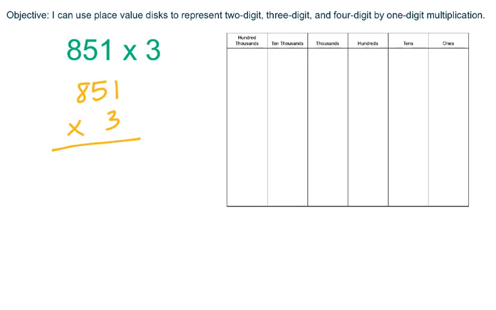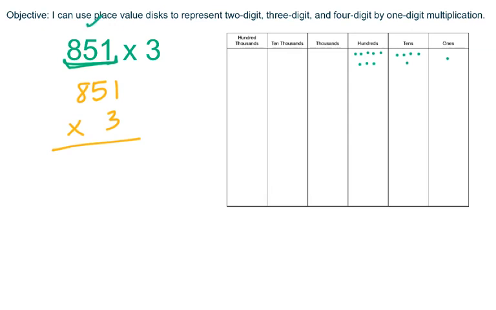So thinking about which number am I going to show in the chart to begin with, I'm thinking I'm going to be showing 851. So I have 8 in the hundreds. 1, 2, 3, 4, 5, 6, 7, 8. 5 in the tens. And 1 in the ones. 1, 5, 8. Okay. Check. I've shown that in the chart.